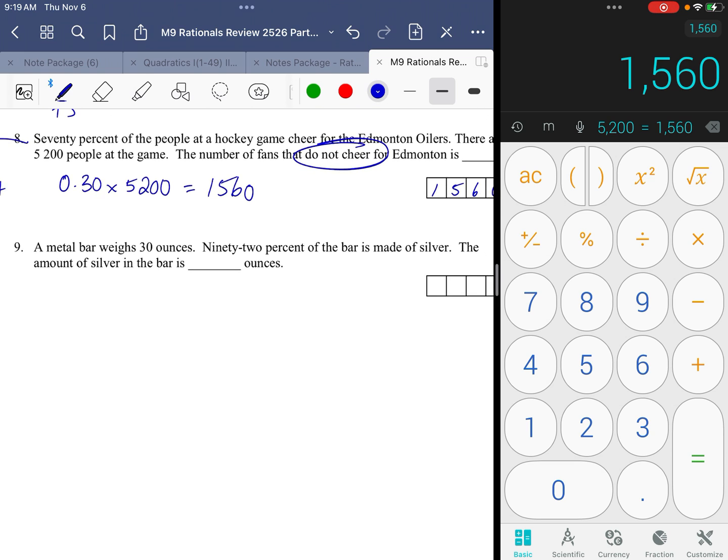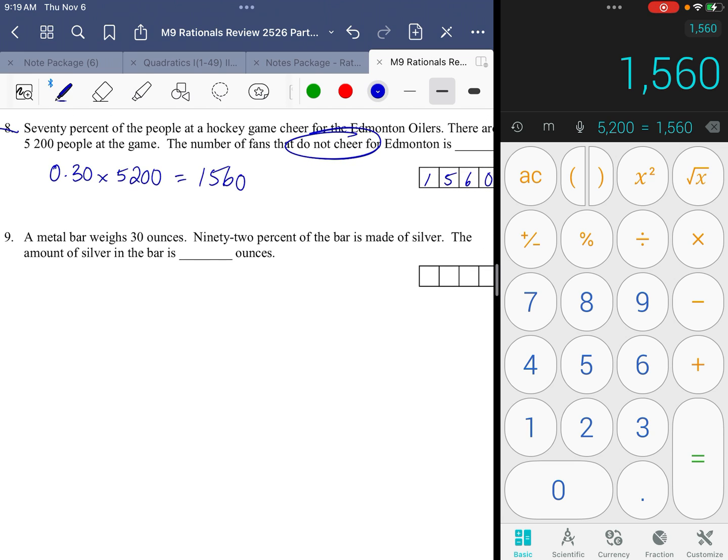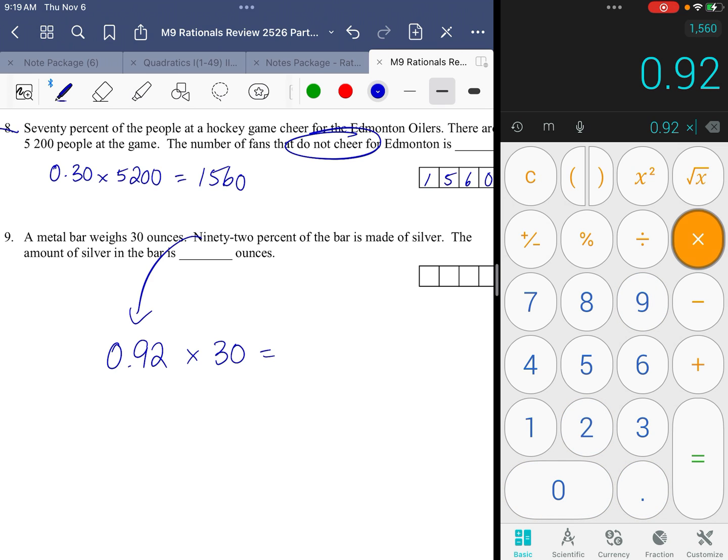Last numerical response, a metal bar weighs 30 ounces, 92% is made of silver. So 92% as a decimal is 0.92. And if we multiply it by 30, you should get 27.6 ounces.